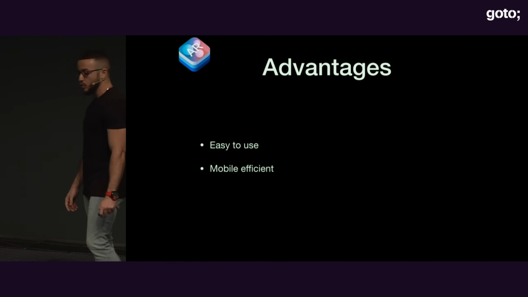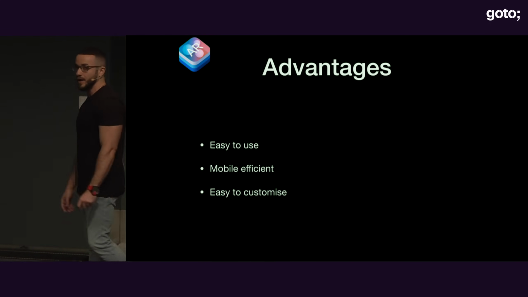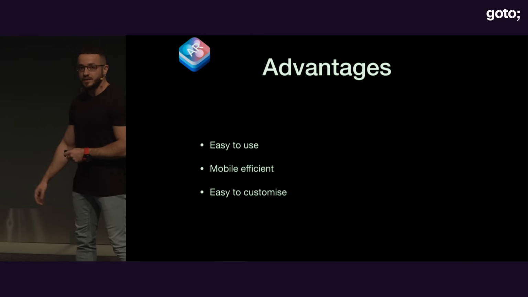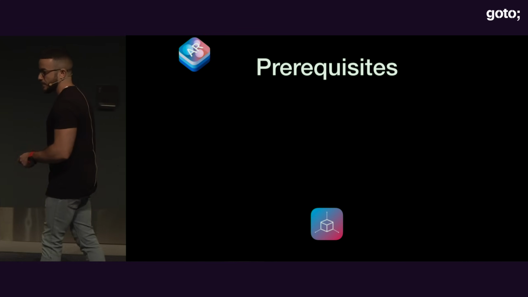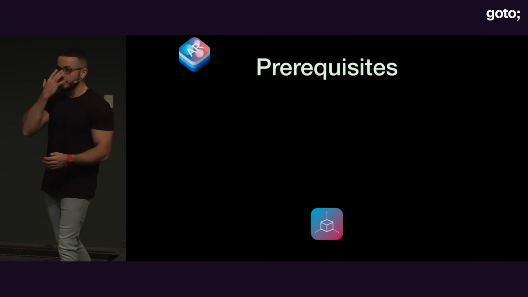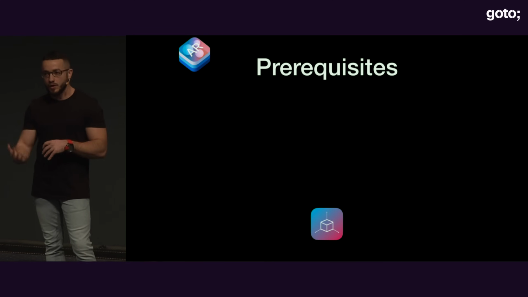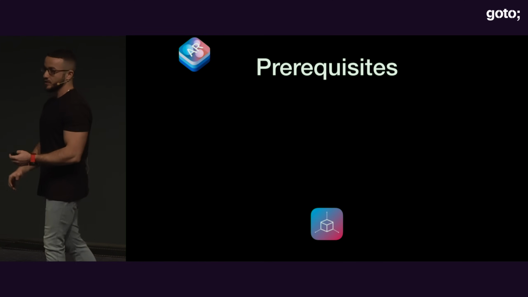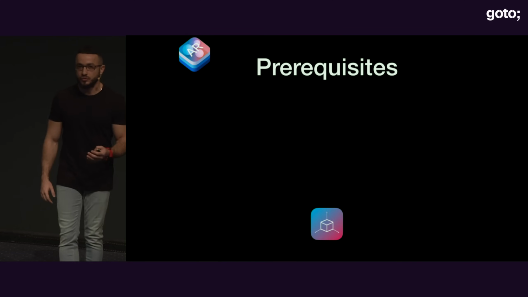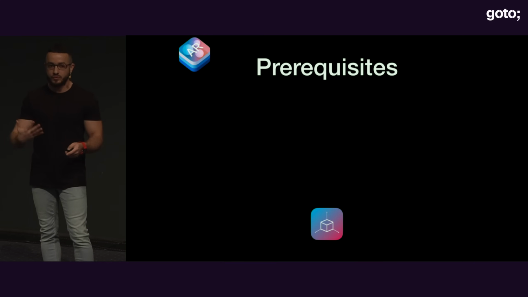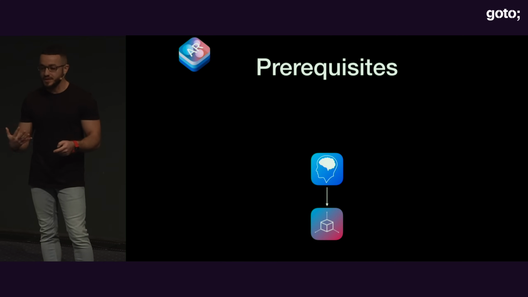It's easy to use, it's mobile efficient, and it's easy to customize. So Apple solved all these challenges and gave us this for free in ARKit. There are some prerequisites that we need to know before we start digging into the code and the examples. In AR, we want to render a 3D model, right? But where do we want to render the 3D model? So it makes sense that we need to go one step back and understand the scene.